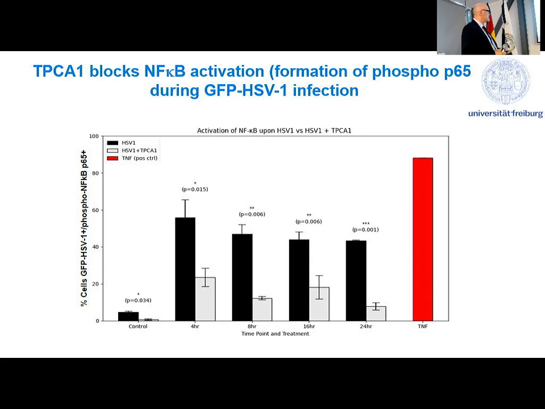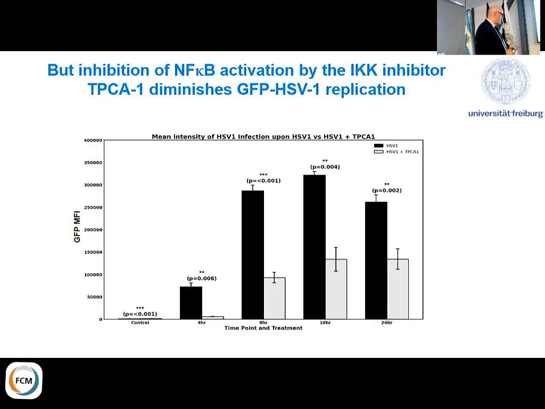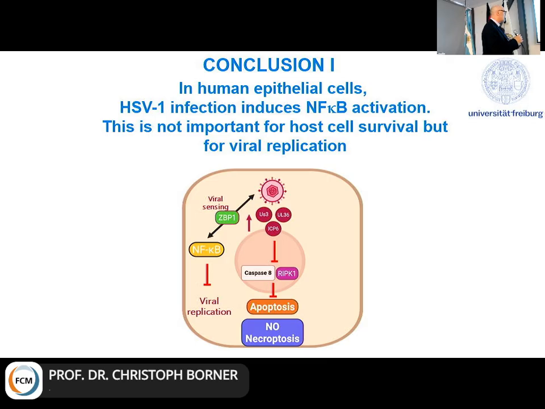This is P65 phosphorylation with the virus, so it nicely goes up. With the inhibitor, it's down. But there is no caspase-3 activation. So NF-κB signaling is inhibited, but there's no cell death. But we see fewer viruses. So you see less virus production, which means NF-κB signaling is important for viral replication, but not for survival.